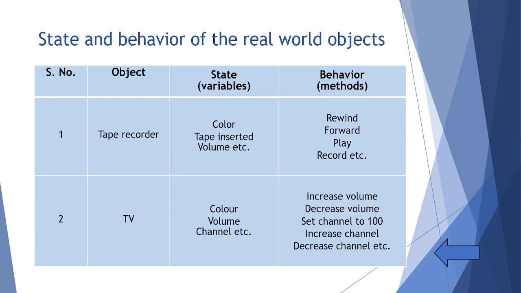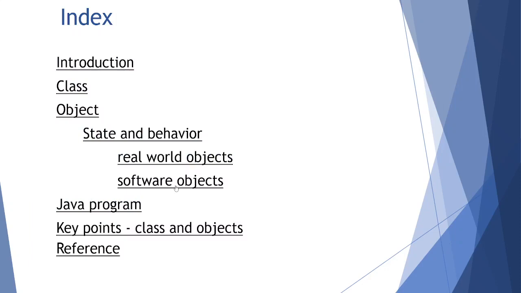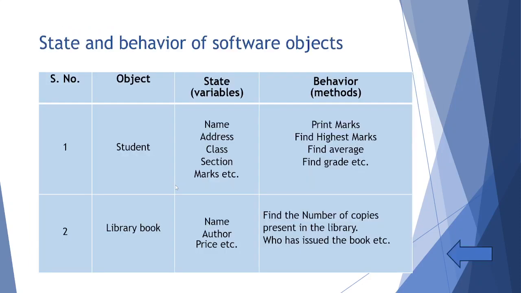Second, TV. This is also a real world object. Color, volume, channel. Some of the state can be changed, but increase volume means it works like that only. Behavior: increase means increase, decrease means decrease, and so on. Now, software objects: state and behavior.